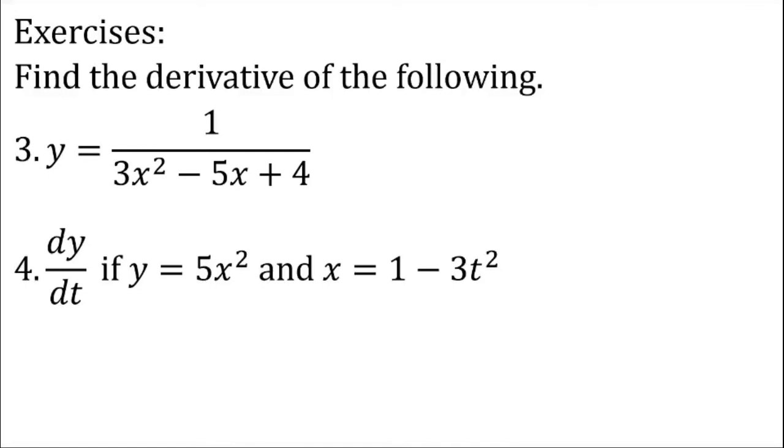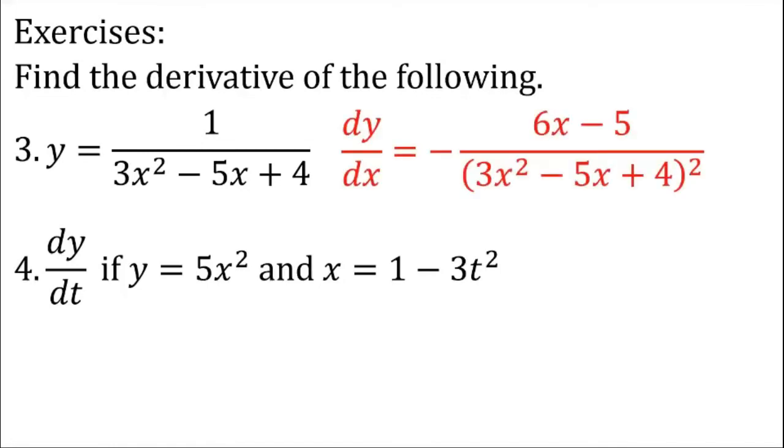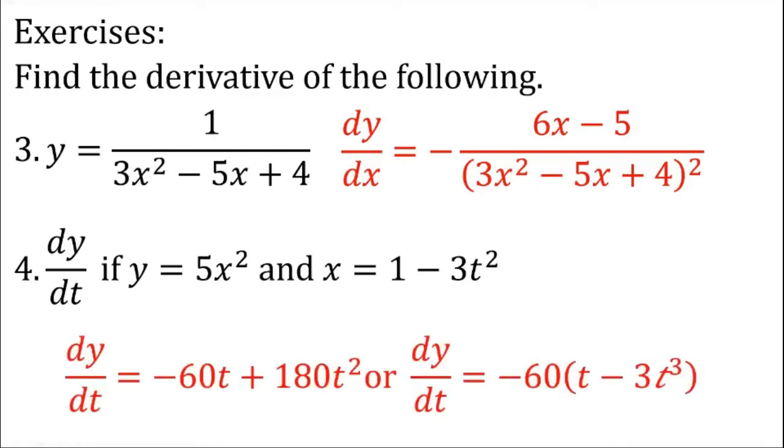Next, number 4. This one is a bit long, the process is a bit long. Volunteer? Jumel. dy over dt equals 180 t cubed minus 60t. Very good, Jumel.